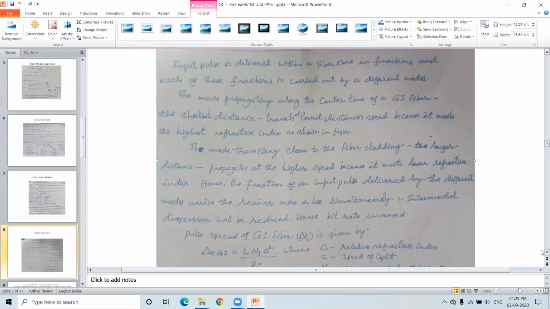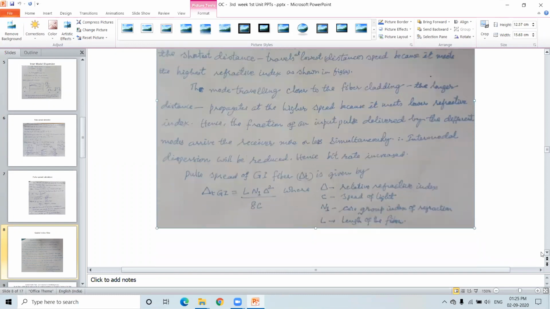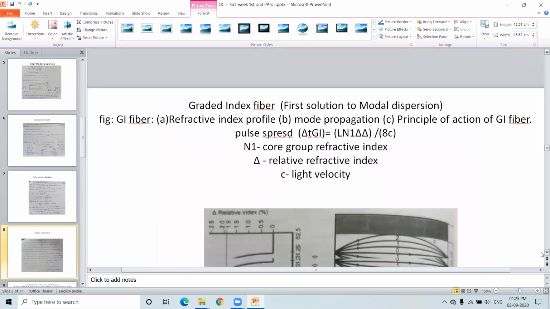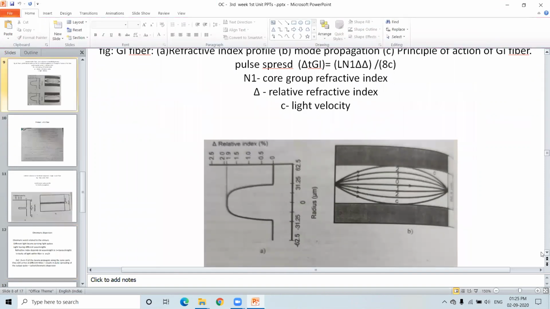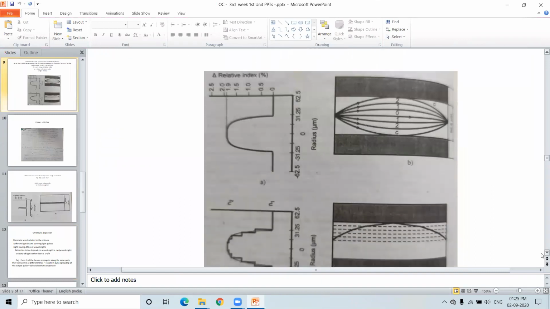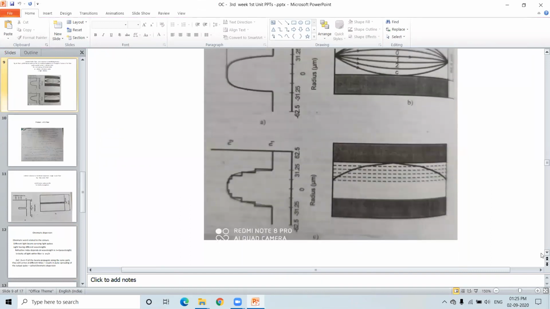I will show you that in the figure. So now this is the figure. Here it is. Please see here, these are the different layers: 1, 2, 3, 4, different layers with different refractive indexes.